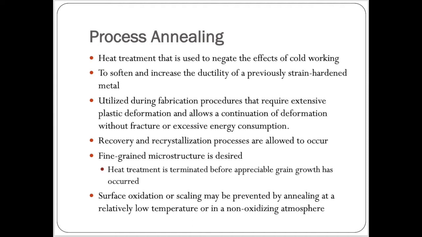Ordinarily, a fine-grained microstructure is desired, and therefore the heat treatment is terminated before appreciable grain growth has occurred. Surface oxidation or scaling may be prevented or minimized by annealing at a relatively low temperature, but it should be above the recrystallization temperature. Or in some cases, a non-oxidizing atmosphere is provided to reduce the oxidation. For example, a furnace with vacuum, or a furnace that can be supplied with inert gases such as argon, nitrogen, CO2, etc.